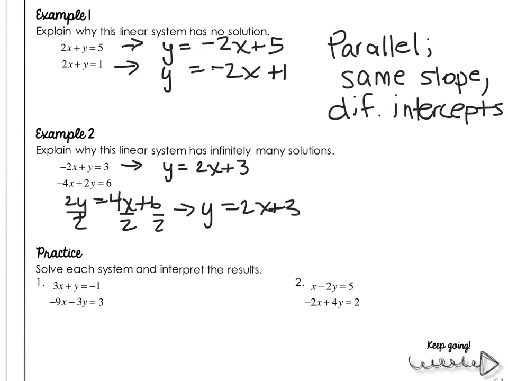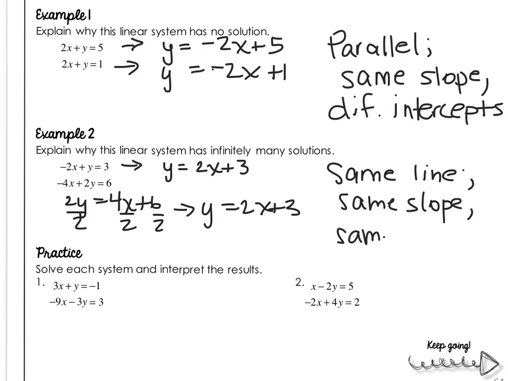So why does this have infinitely many solutions? In slope-intercept form, they're identical. Y equals 2x plus 3. Okay, so they are the same line. And we know they're the same line because in slope-intercept form, they have the same slope and the same intercepts.